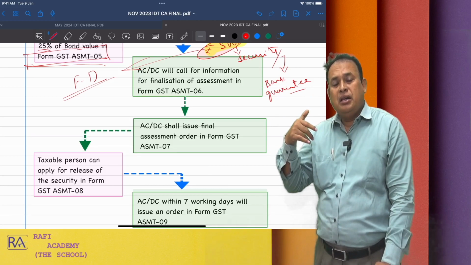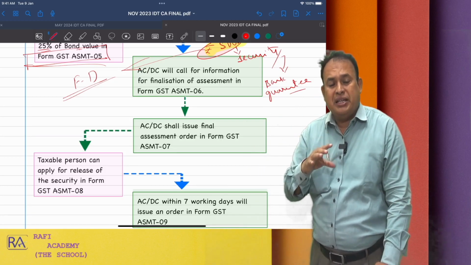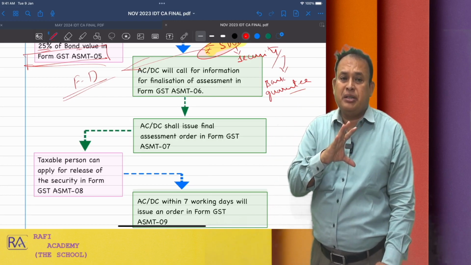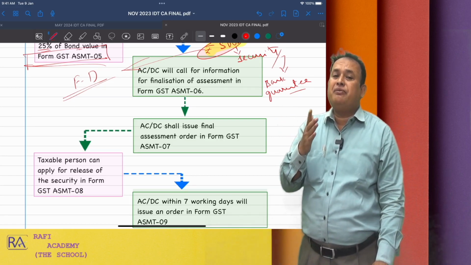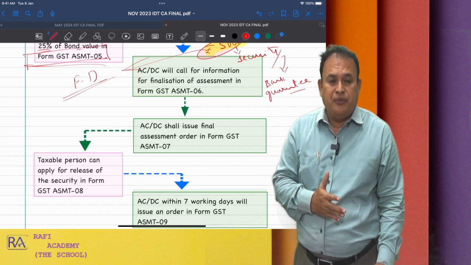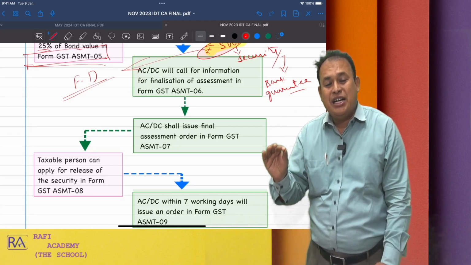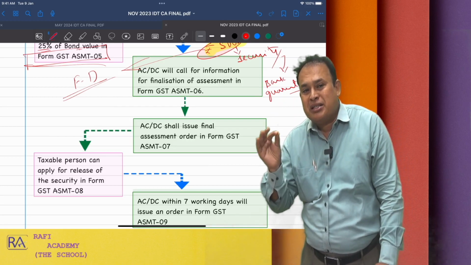hey Mr., come to finalize the provisional assessment. Provisional assessment should be finalized. PA should become FA. PA means provisional assessment, FA means final assessment. What is the time period within which the PA should become finalized? FA means within a period of 6 months from the date of granting the provisional assessment. Time limit 6 months in general.